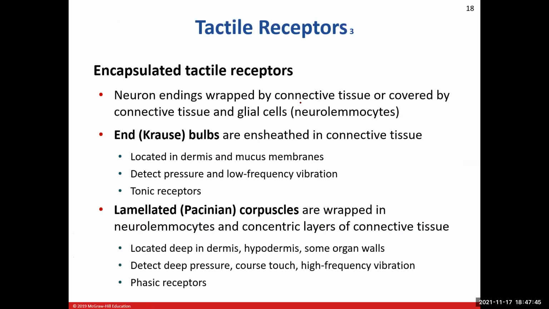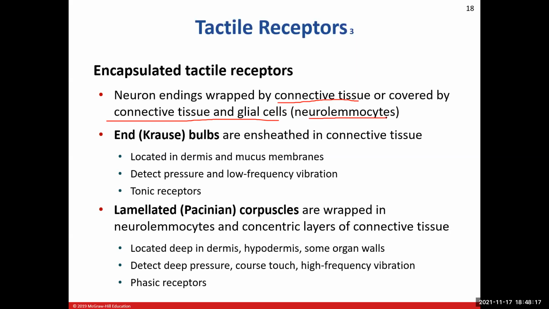You can either have the nerve endings wrapped up by connective tissue, or they can be covered up by... it's like when you wrap a present, do you want to just have wrapping paper on it, or do you want to have wrapping paper and a bow? All right, so our nerve endings can either have connective tissue, or they can have connective tissue and glial cells. In the peripheral nervous system, we know what those are, those neurolemmacytes. Those are the Schwann cells there. So you have a choice, just connective tissue or connective tissue and neurolemmacytes.